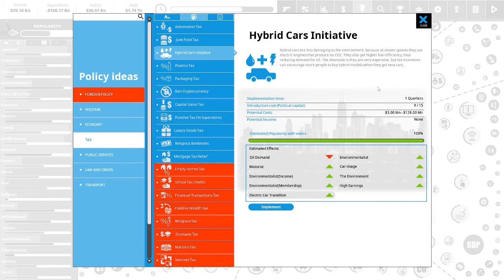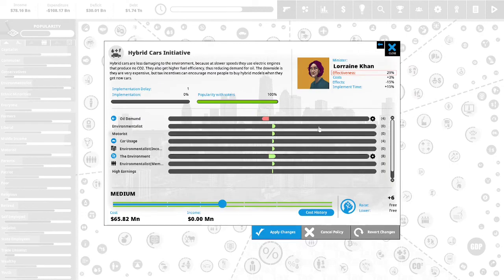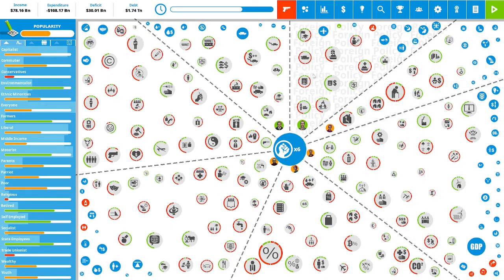This will take 1 quarter to implement. This will reduce oil demand. The motorists will be happy. The environmentalists will be happy. It'll be easier to transition to electric cars. Car usage will improve. The environmentalists will improve. Let's implement this change. Let's go all the way to maximum and apply the change. We have 6 political capital remaining.